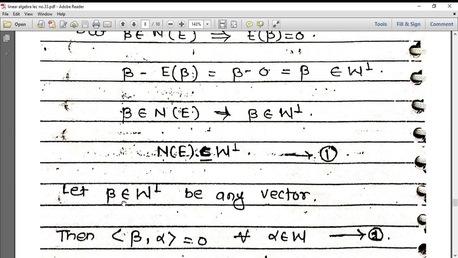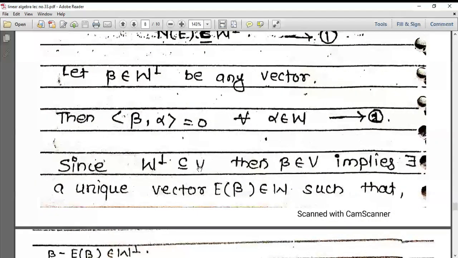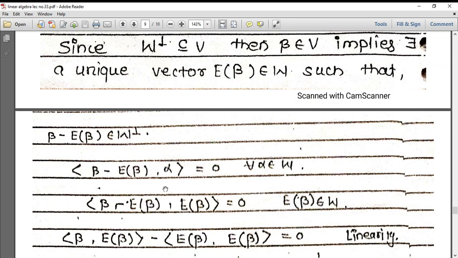Okay. Now we have taken the element from W perp, and we have to prove that this element goes to the nullity of E. So let beta belonging to W perp be any vector. Then by the definition of W perp, the inner product of beta and alpha is equal to 0 for all alpha belonging to W. Since W perp is a subset of V, beta belongs to V, which implies there exists a unique vector E of beta belonging to W such that beta minus E of beta belongs to W perp. Hence, the inner product of beta minus E of beta with alpha is equal to 0 for all alpha belonging to W. Hence, the inner product of beta minus E of beta with E of beta is equal to 0, since E of beta belongs to W.